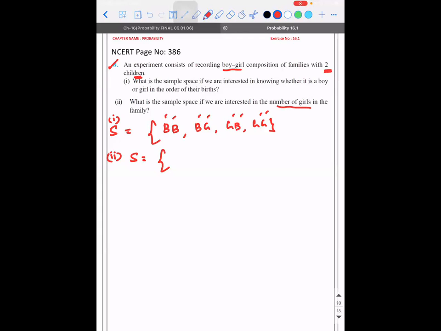See, when they're saying the number of girls, it can either be 0 girls, or it can be 1 girl, or maximum 2 girls. For example, boy, boy, it is 0 girls. Boy, girl, and girl, boy, it is 1 girl. Girl, girl, it is 2 girls. Am I clear with this?